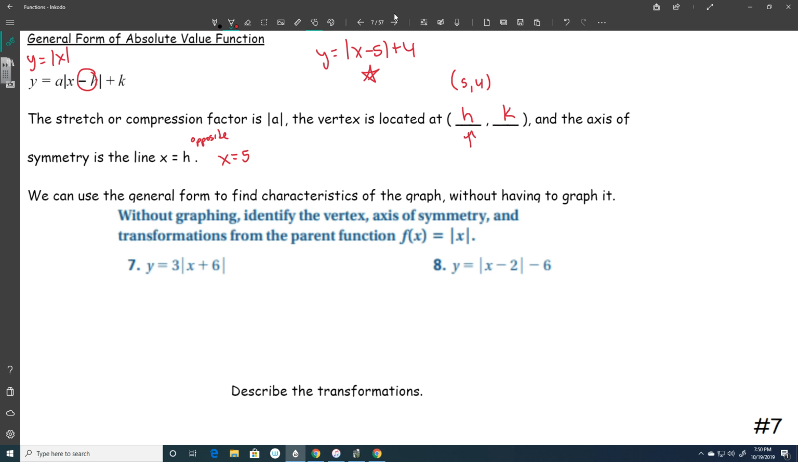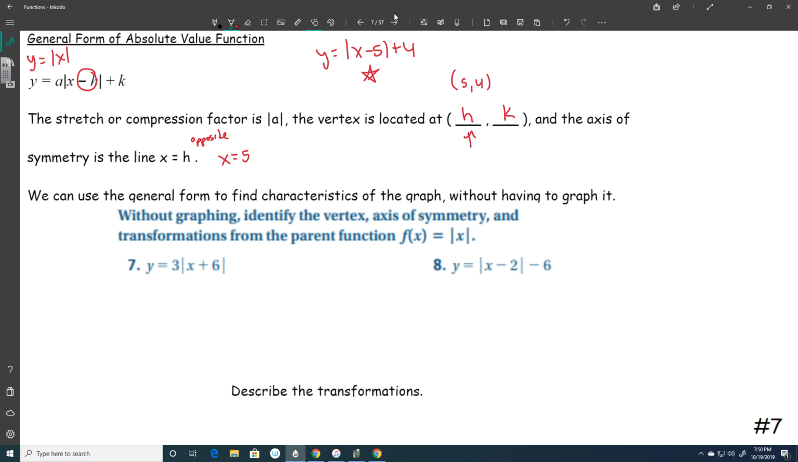This is something that you will be expected to do on the test and on the ACT. They like to ask these questions on the part of the ACT that you don't get to use a calculator on. So it says, without graphing, identify the vertex, axis of symmetry, and transformations from the parent function.